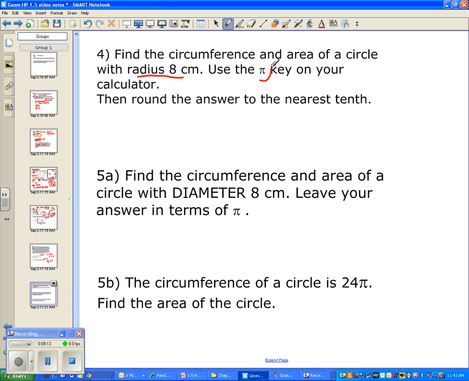So then it says use the pi key in your calculator. So you're going to need your calculator because I want you to round. I'm going to ask you to do this 2 times. I'm going to ask you to round, and then I'm going to ask you to leave your answer in terms of pi. So I'm going to show you what that means.